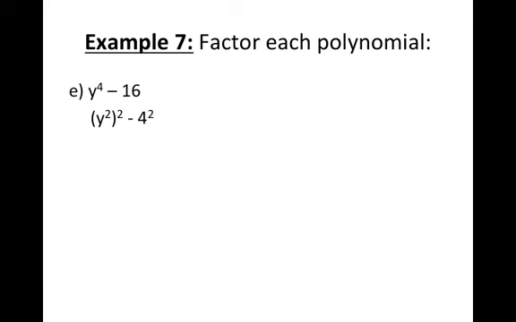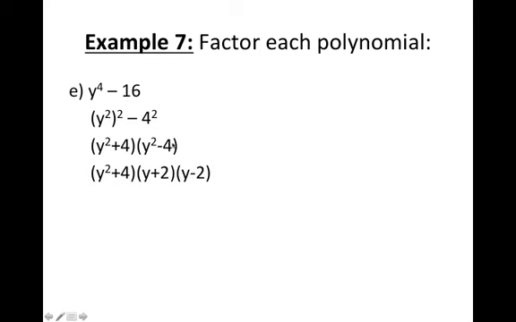Minus 16 is 4 squared. So we have y squared plus 4 times y squared minus 4. But look, 4 is a perfect square also, so we can keep factoring the second factor that we have, but not the first one, because it's a sum of two squares and that can't be factored. But difference of two squares, we can keep going. So the final factorization is y squared plus 4 times y plus 2 times y minus 2.